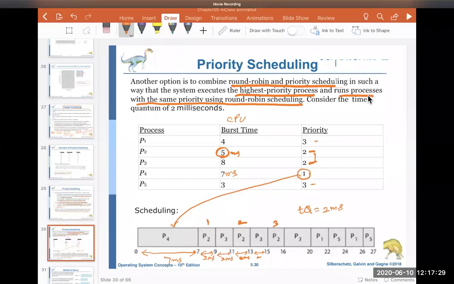So P1, P2, P2, P2, it will take 3 quantums, 3 slices to actually get executed. Then we have P3. So at this particular time, now we have only one process which has a priority of 2, and which is P3. So now it has priority 2. There is no other higher priority process. Others are just 3, so it will keep on running.